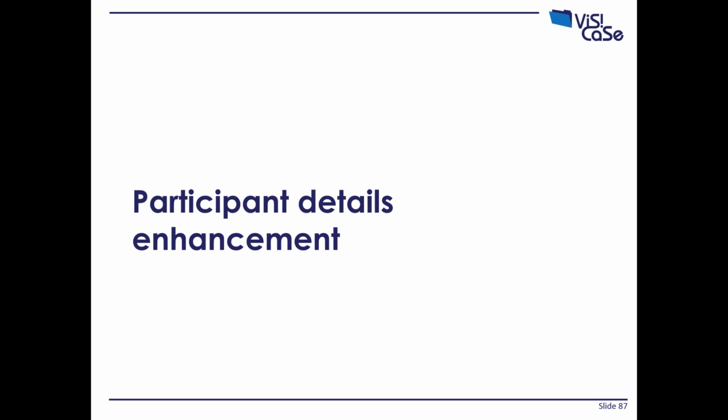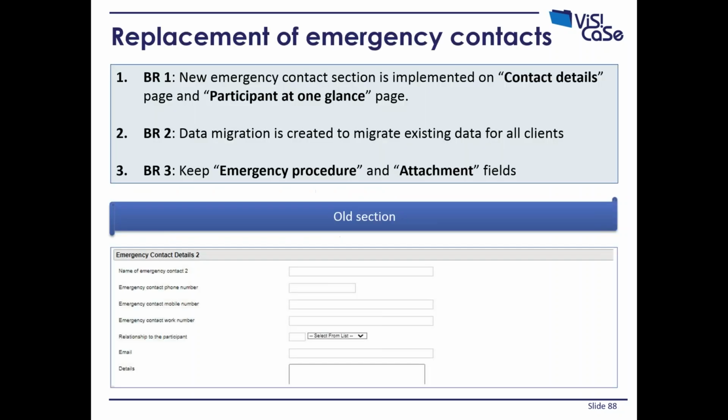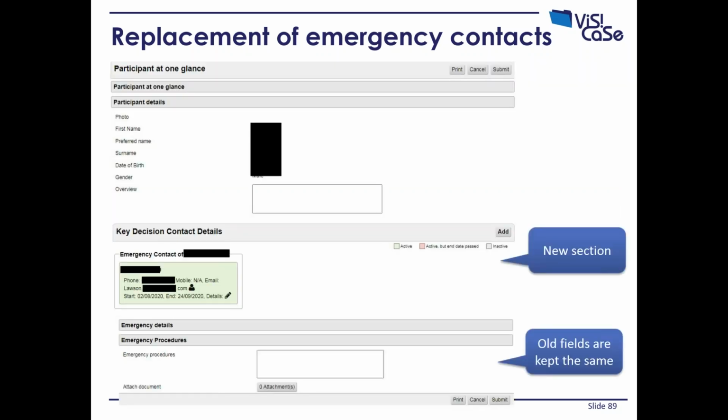Another enhancement is the participant details enhancement. So now we have an ability to add the relationship of the clients with their partners and any emergency contacts. This is how it will be shown up in the desktop version. When you click on the participant profile, you will see the option to see the key decision contact details. You can simply click on the add section to add all the contact details over here.